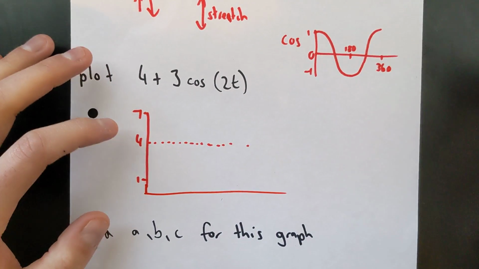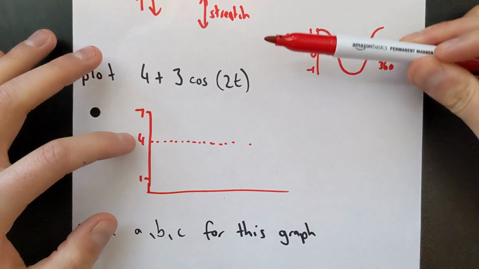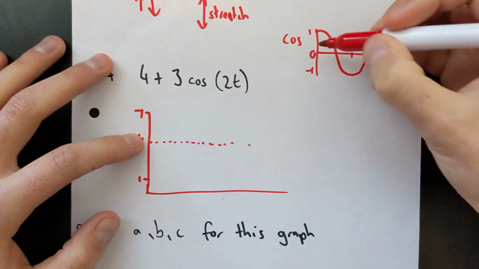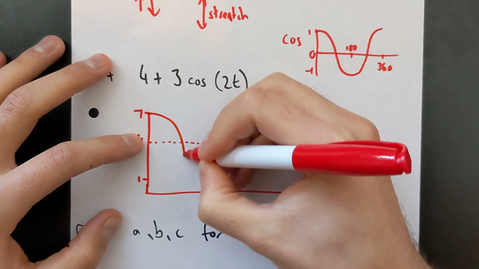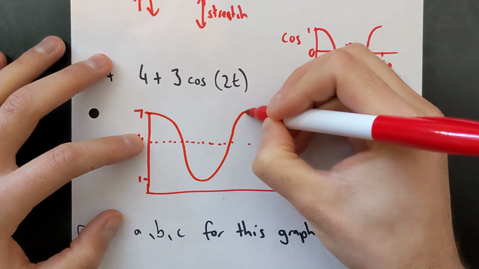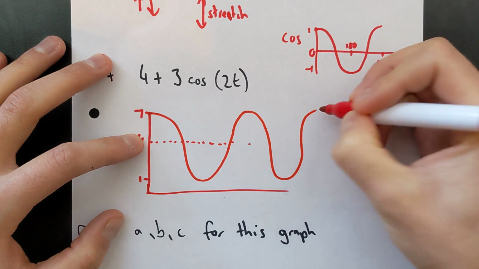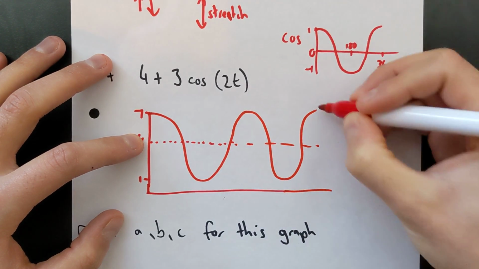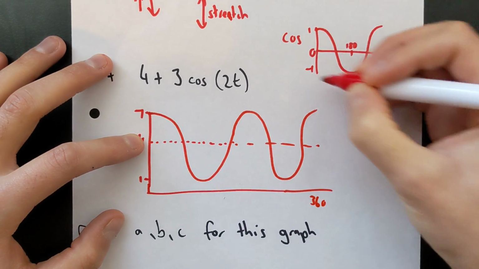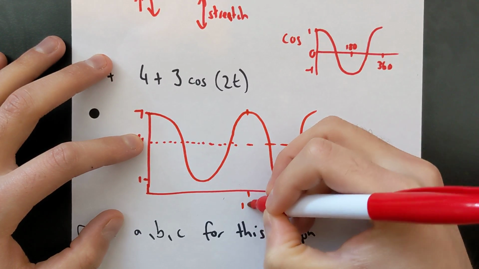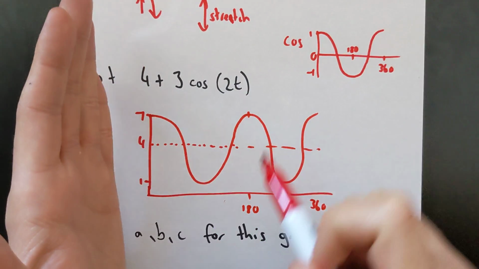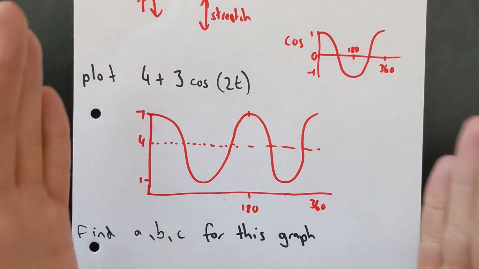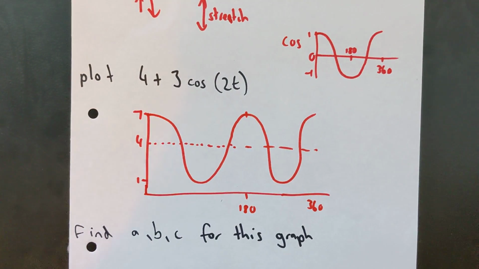So here, remember, center of it has gone up to 4. So I'm starting at the 7. It's going to go down around that center and back up. It's going to go down and back up. So that is 360. That is now 180. So it's been squished in. I've done 2 full revolutions in 360 degrees instead of just 1.